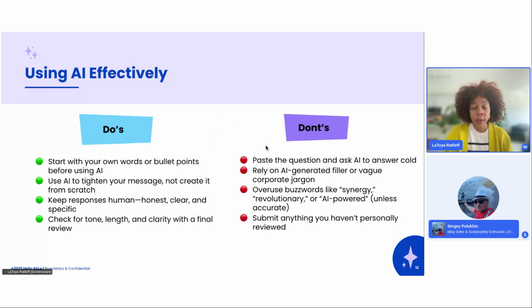And then these are just some do's and don'ts that are really helpful. One, always start with your own words. Use it to tighten your message and make sure to keep your responses human and honest. At the end of the day, AI services are really great, but depending on how you use it, it's going to give the reviewer an idea of who you are as a human.